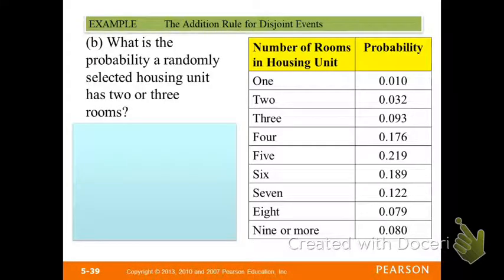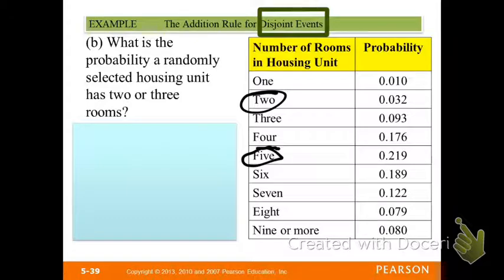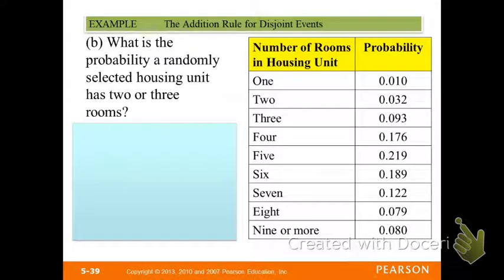Okay, and letter B says, what is the probability of randomly selecting a housing unit that has 2 or 3 rooms? Now, they're telling us here that these are disjoint events. We're kind of given that they're disjoint, but let's take a moment to determine why. Because if we're going to use the probability rule of simply adding the probabilities, we have to confirm that the events have no overlap. So could a 5-room housing unit also be a 2-room housing unit? The answer to that question is no. It's one or the other. It can't be both, which confirms that we have a disjoint scenario taking place here.